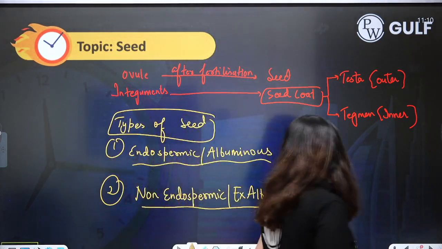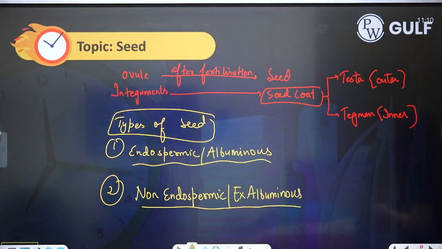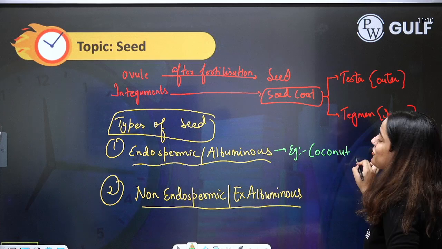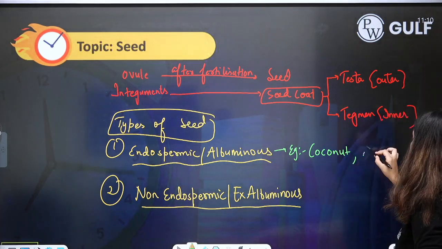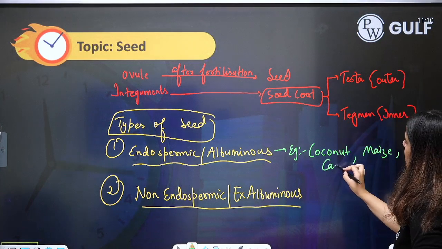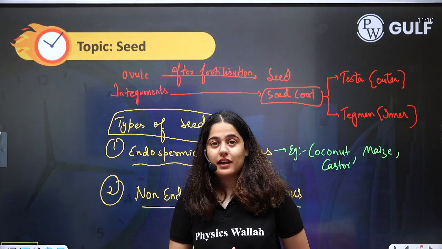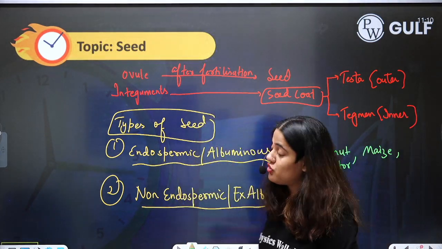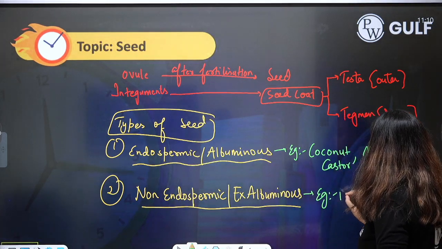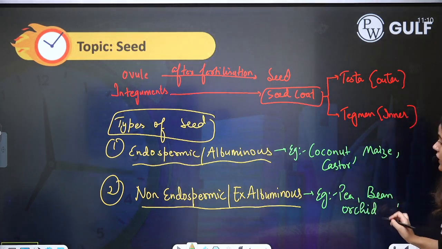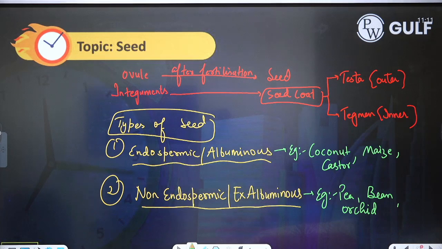Endospermic seeds are those in which endosperm is present even in the mature seed. Example, coconut. In the coconut, we eat the endosperm part, so obviously endosperm is present. Maize, castor, etc. Non-endospermic seed means the endosperm was present, but it has been utilized and is not present in the mature seed. Example, pea, bean, orchid. So this is about the seed.